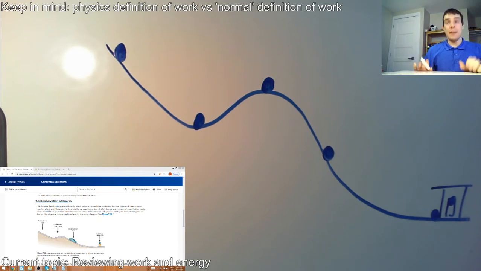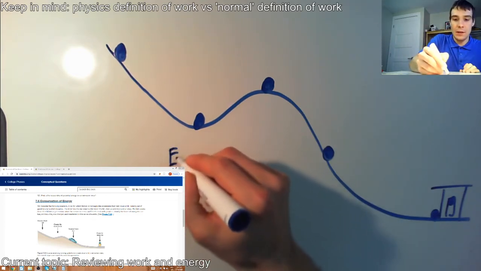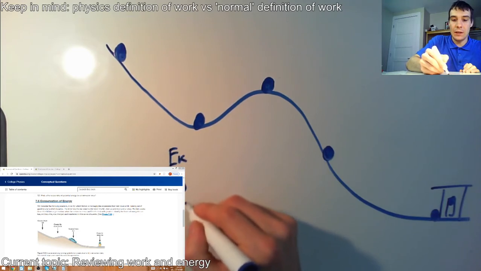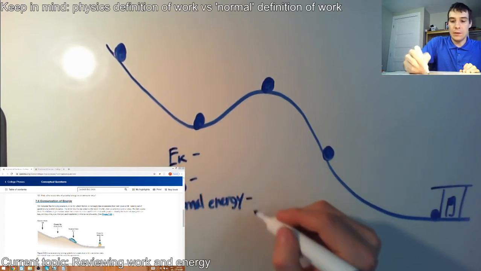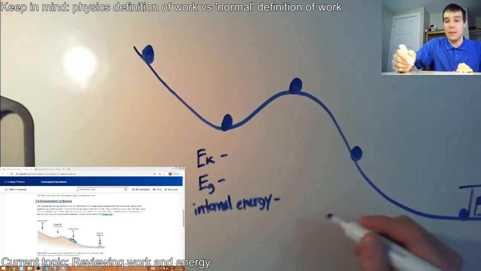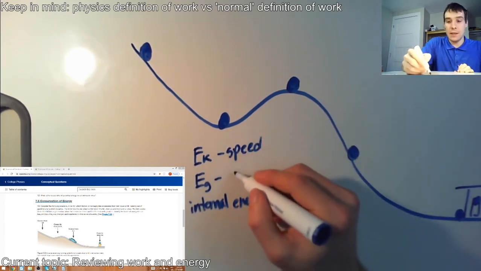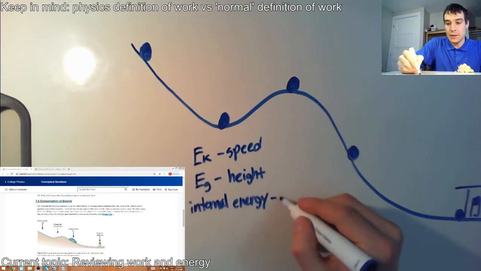So first, let's identify the kinds of energy that we're interested in. There are three kinds of energy that we normally talk about: kinetic energy, gravitational energy, and internal energy. Internal energy is everything else. So EK, EG, and internal energy. EK has the physical quantity speed associated with it. EG has the physical quantity height associated with it. Internal energy is everything else.